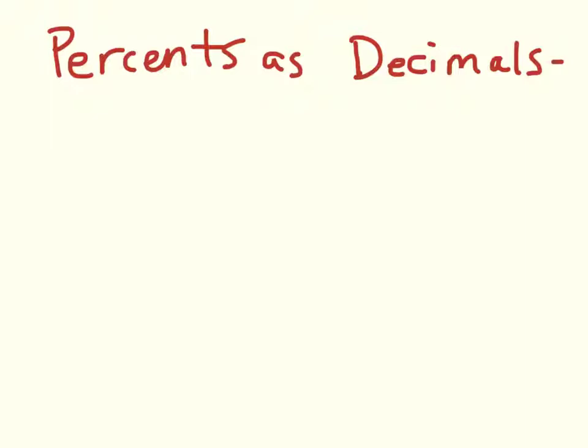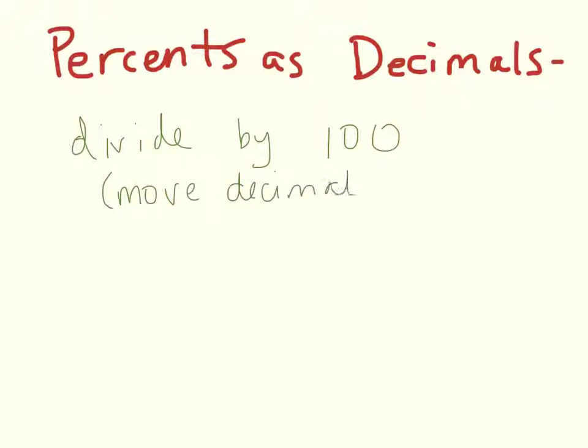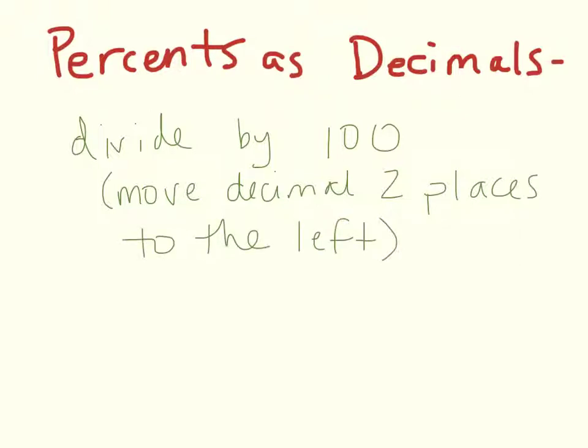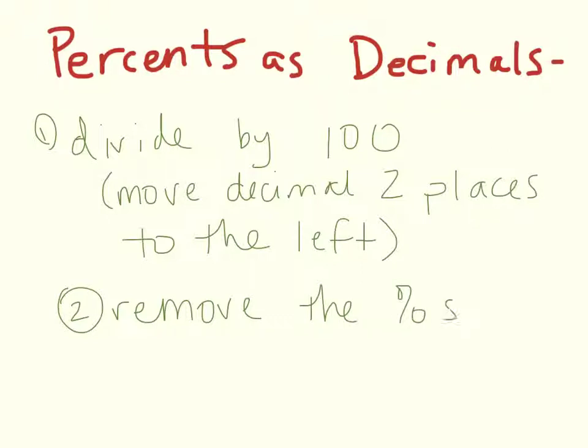So if I want to make a percent into a decimal, my general rule is that I divide by 100. And when we divide by 100, remember all we're really doing is moving the decimal point. So we move the decimal 2 places to the left because we are dividing by 100. That's our first step, and then our second step is to remove the percent sign. We don't want to keep it in our decimal number.